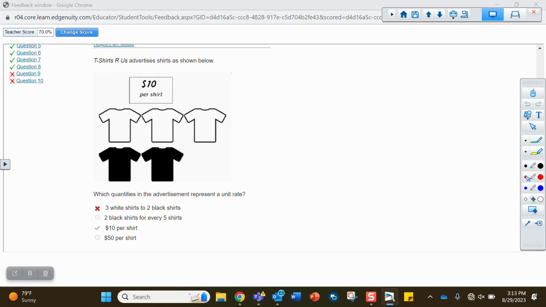But I did make a quick video here that shows the 3 questions that you missed. So when we look at the first question, this one asked for which quantities in the advertisement represent a unit rate. And so in this case, a unit rate is how much does it cost for one shirt. And so the diagram of the t-shirt doesn't show that, but the sign here at the top does. It says $10 per shirt. So you should have selected that from the answer choice.